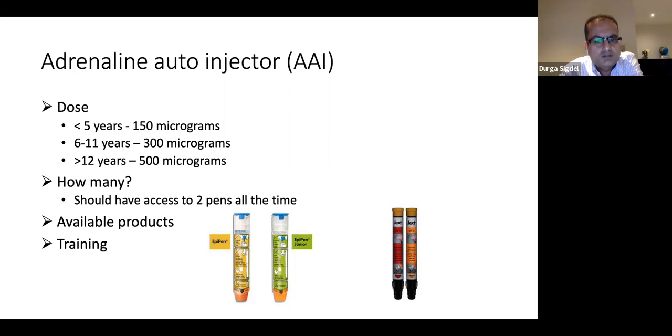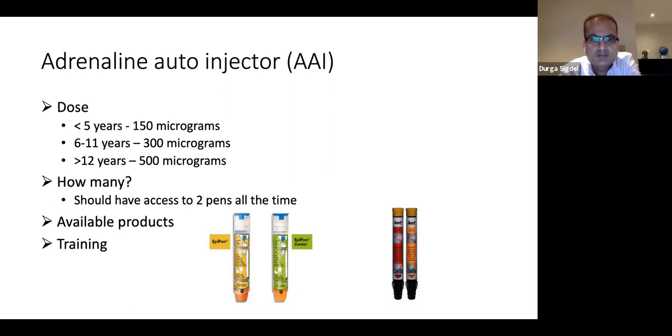What are the available products in the market? There are 2 products at the moment. One is EpiPen, it's been there for many years and is commonly used, and another product is Jext. They're similar. They come in 2 strengths. EpiPen comes in 150 microgram and 300 microgram, the same as Jext. And these are expensive. I think 1 pen costs around 45 pounds, and their expiry date is around 18 months.